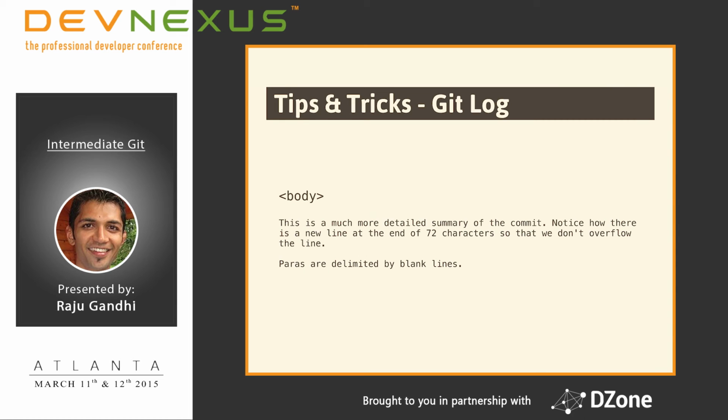This is the body. Again, at this point, I might have hit 69 or 70 characters. Hard return is a new line. Hard return to this. If you have multiple paragraphs, delimit them by blank lines.